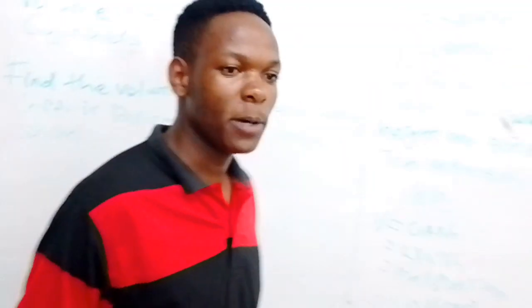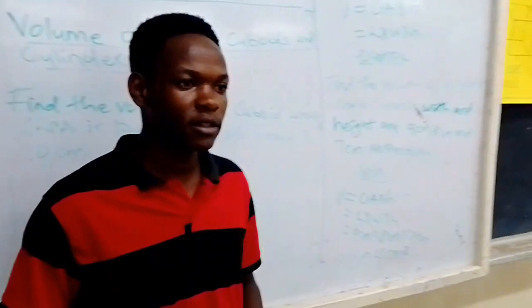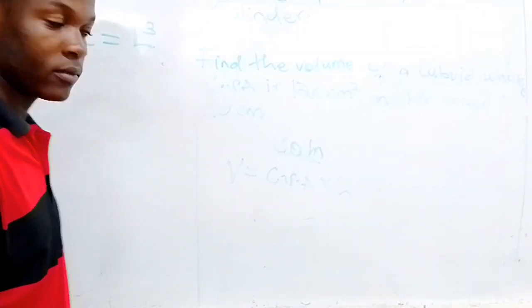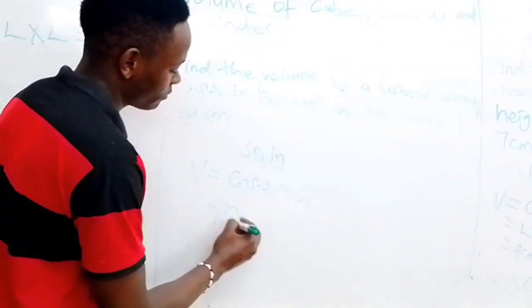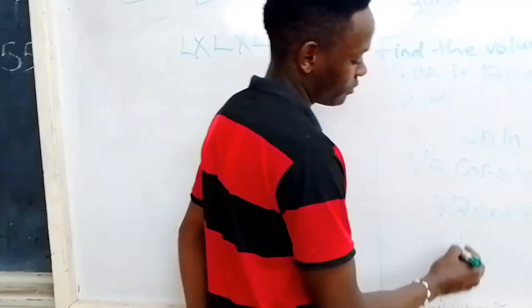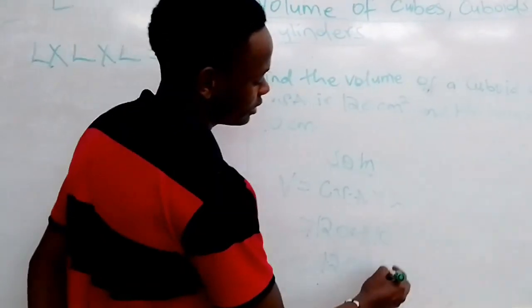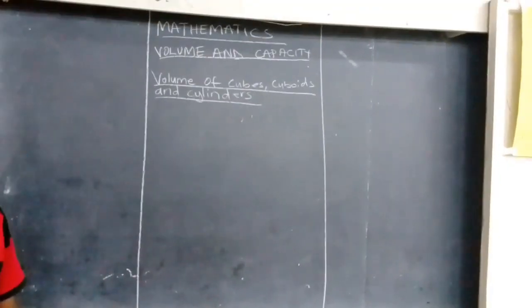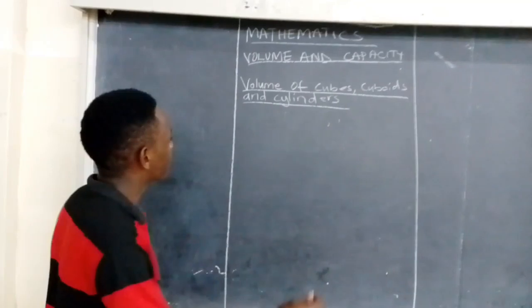Yes, Mutua. So from the formula, which is cross-sectional area times height, we can replace our cross-sectional area to be 120 times 10, which is the height. Then we get 1200 centimeters cubed. 1200 centimeters cubed. That's correct, Mutua. Now let's try another example.